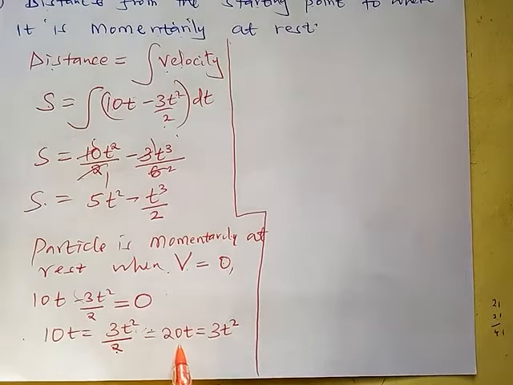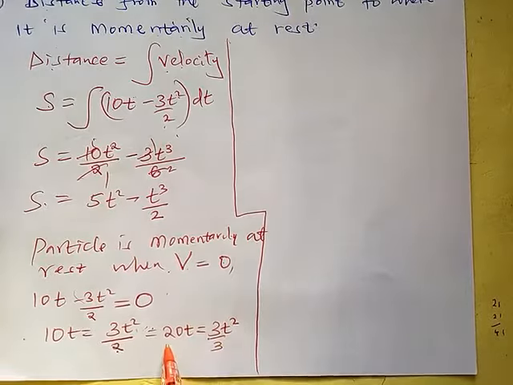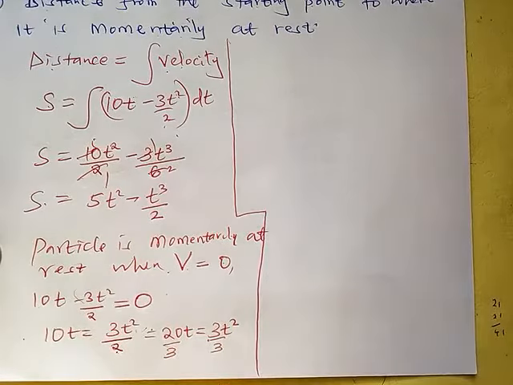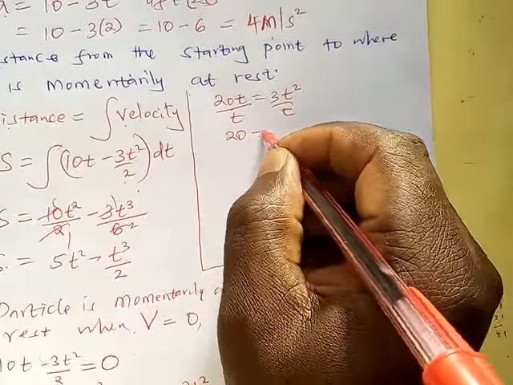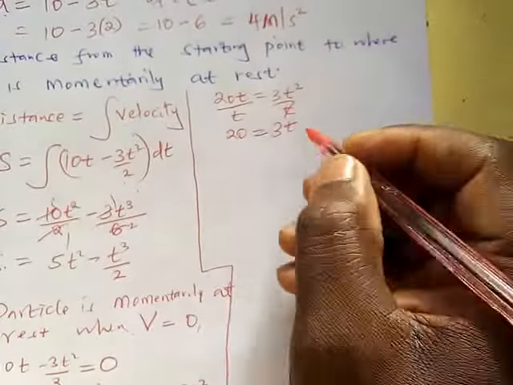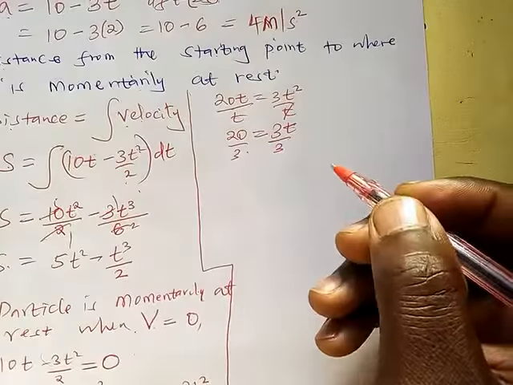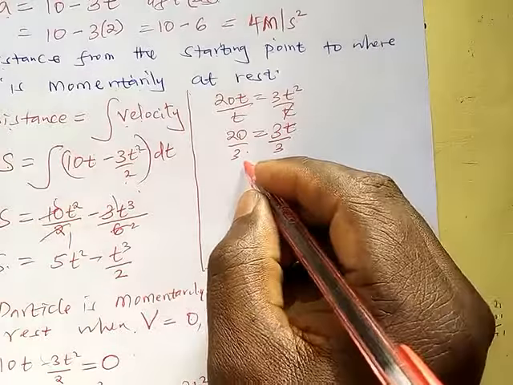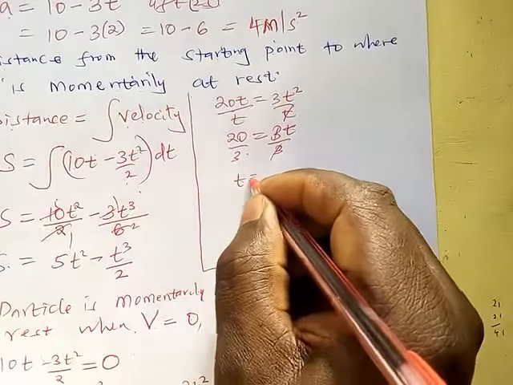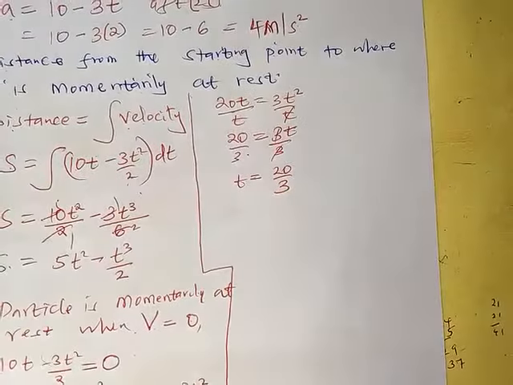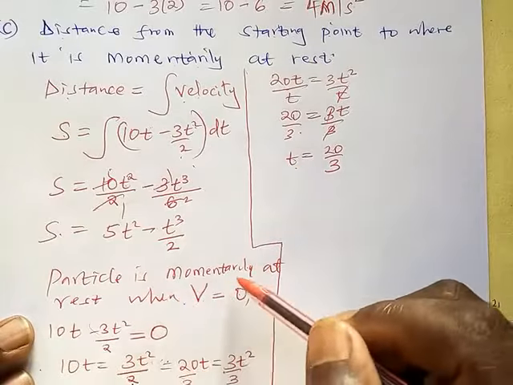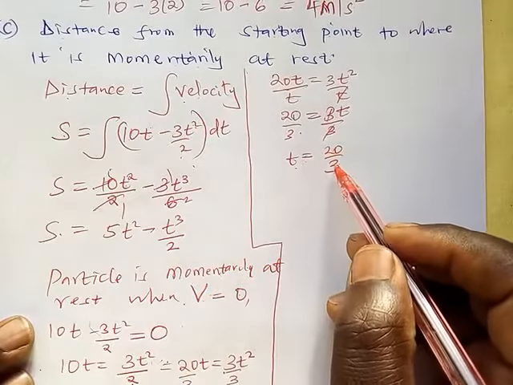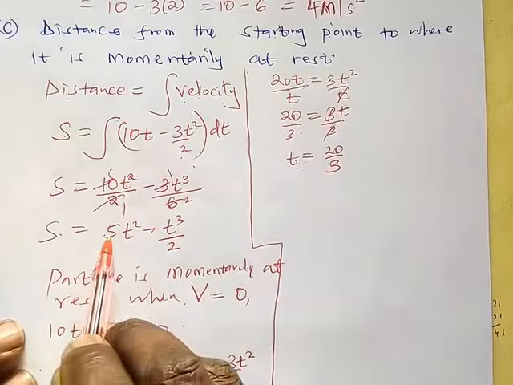So we can divide both sides by t, we will have 20 equal to 3t. So divide by 3, divide by 3. So t equal to 20 divided by 3. Now we have time when the particle is momentarily at rest. Time will be 20 over 3. Now we take this time and substitute to our distance.